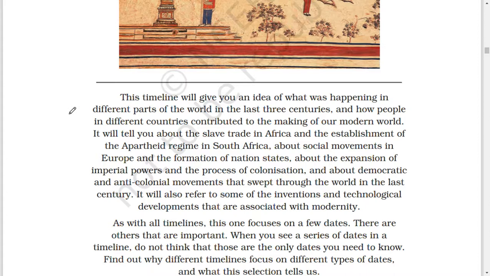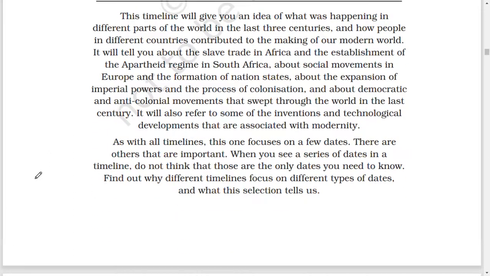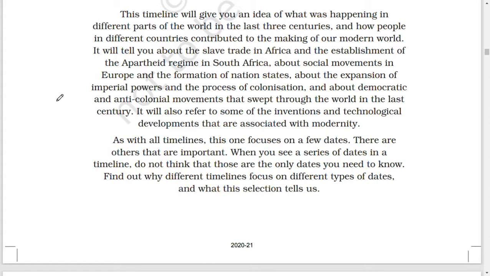It will tell you about the slave trade in Africa and the establishment of the apartheid regime in South Africa, about social movements in Europe and the formation of nation states, about the expansion of imperial power and the processes of colonization, and about democratic and anti-colonial movements that swept through the world in the last century. It will also refer to some of the inventions and the technological developments that are associated with modernity.